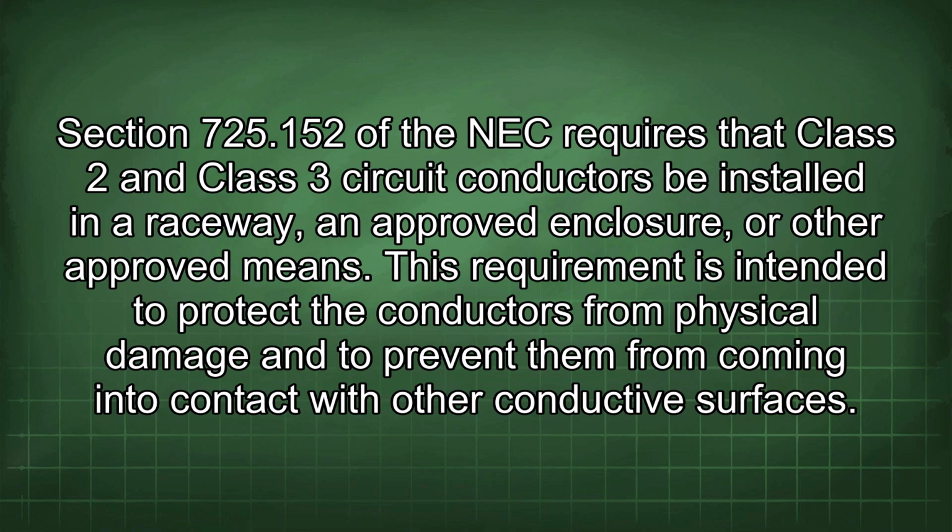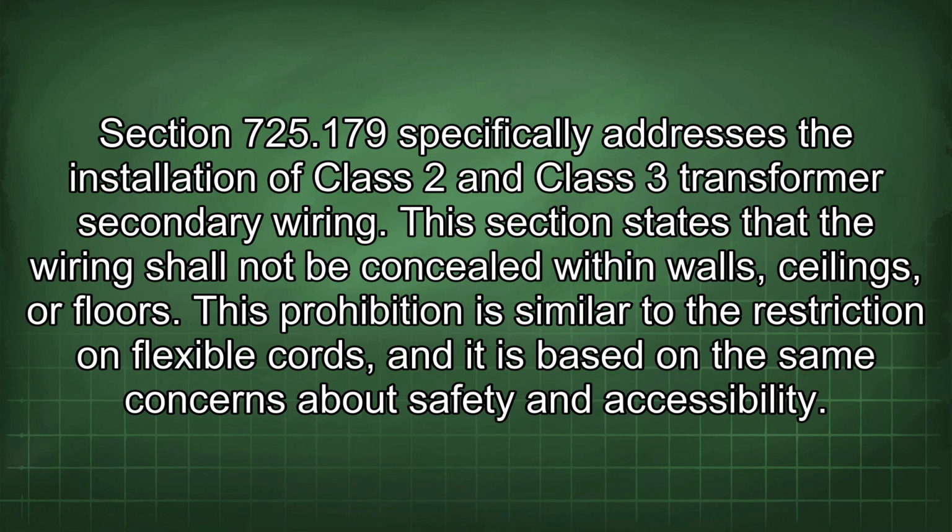This requirement is intended to protect the conductors from physical damage and to prevent them from coming into contact with other conductive surfaces. Section 725.179 specifically addresses the installation of Class 2 and Class 3 transformer secondary wiring. This section states that the wiring shall not be concealed within walls, ceilings, or floors.